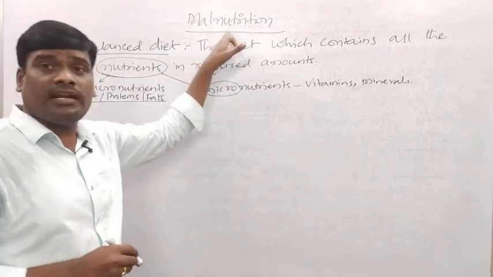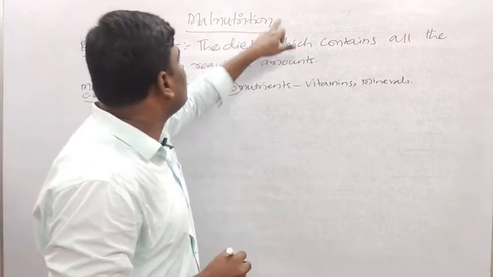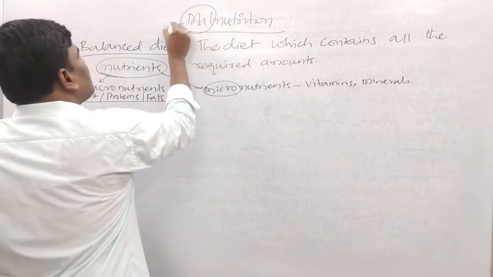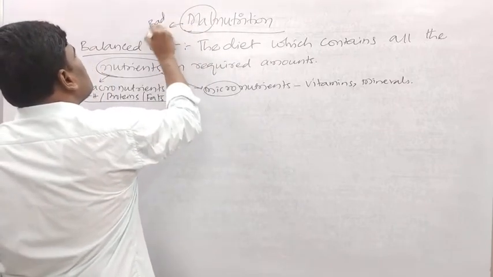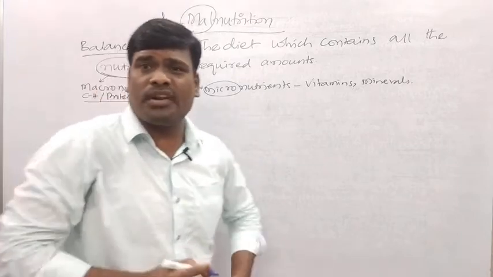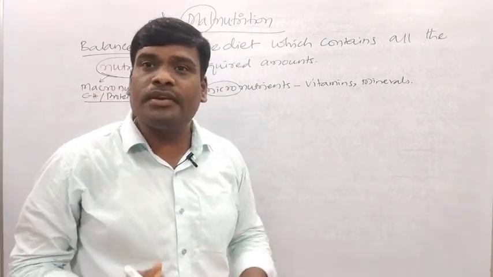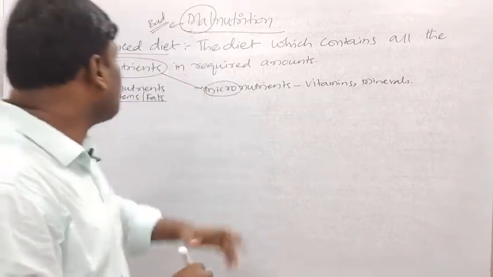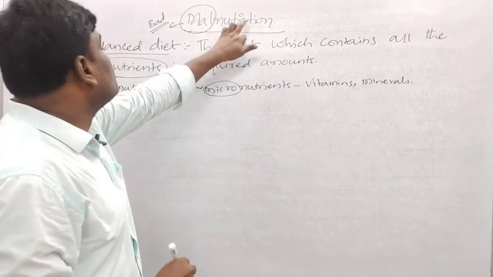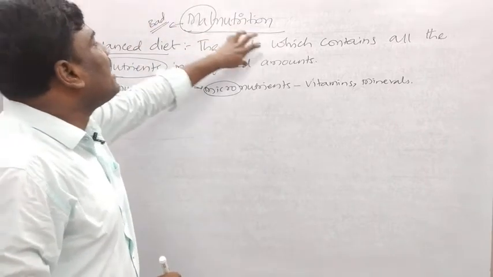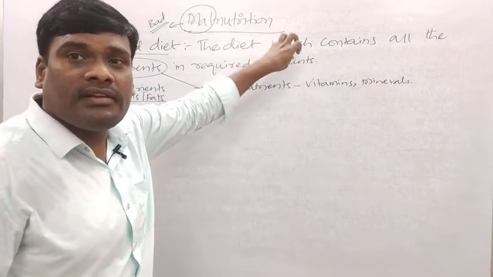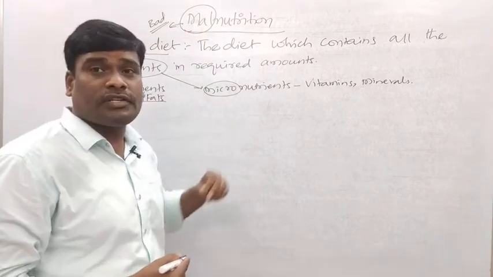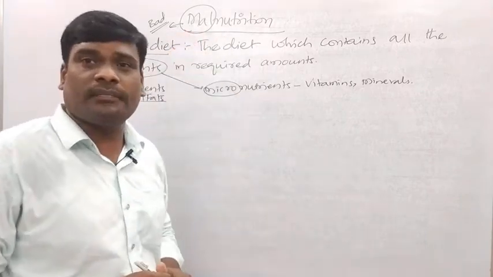So already you have studied in the previous videos what is meant by nutrition, children. Now we will see what this mal is. Actually the meaning of mal is nothing but bad. So bad nutrition. What is this bad nutrition? It is nothing but, children, the availability of nutrients may be lacking or may be in excess. Then we call it malnutrition, children. That is called malnutrition, isn't it?